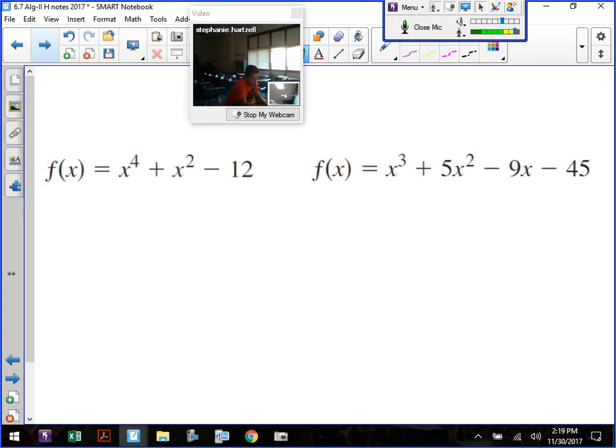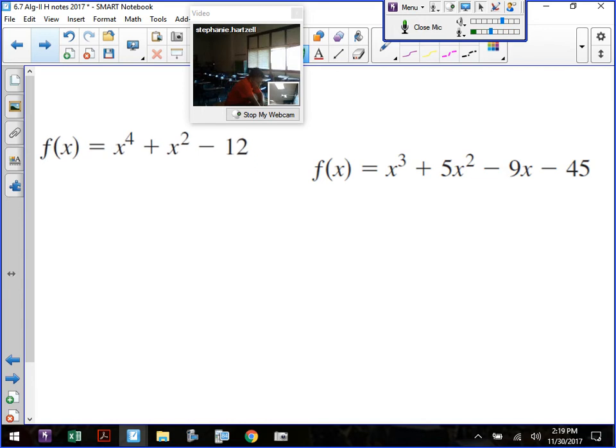Do you guys remember the trick for that first one? 4th degree, 2nd degree, constant. What are you going to factor it like? Normally. Factor it just like a regular trinomial. You don't have to erase it. You're not doing it wrong. You're going to get the same answer.